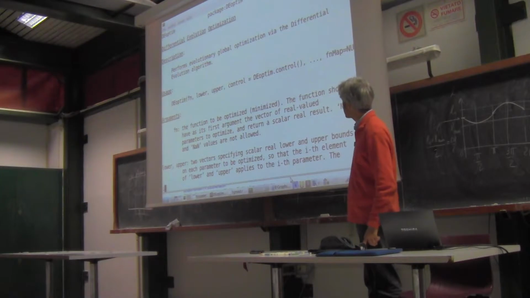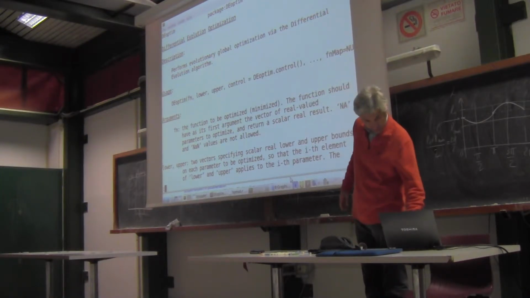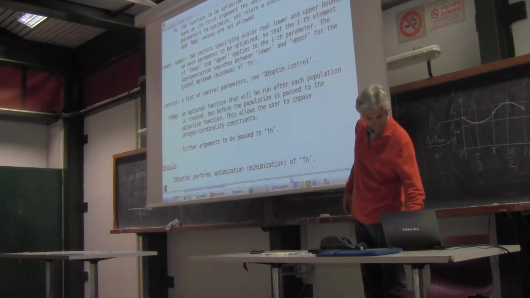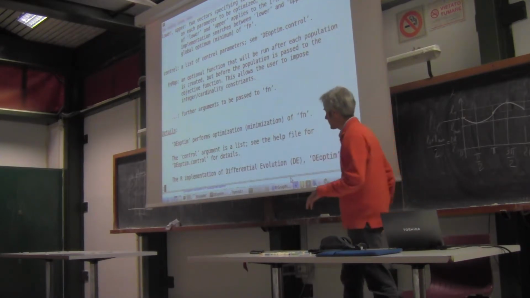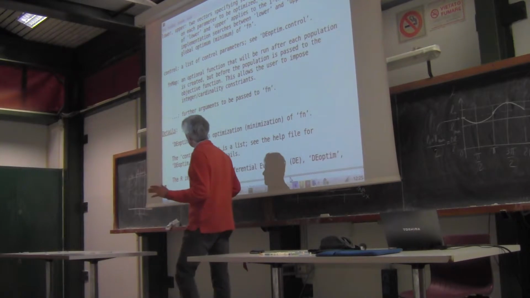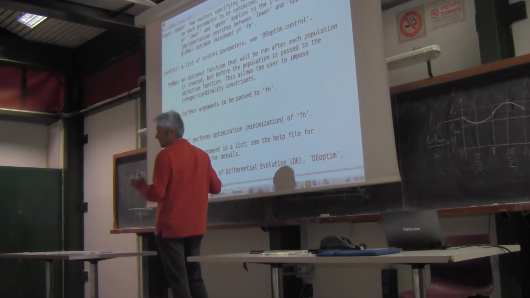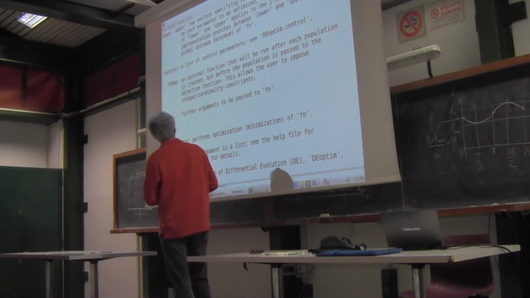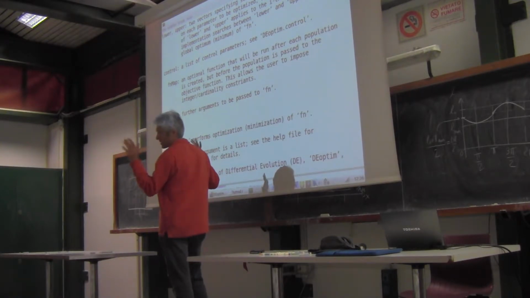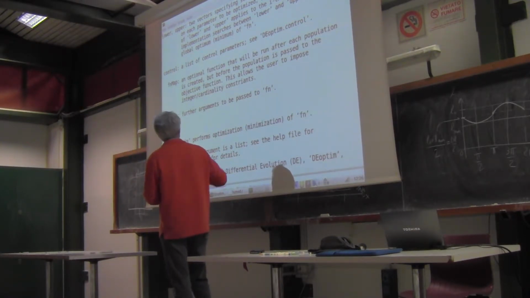And let's look also at the other arguments, which have defaults. But it's better to get an idea of everything that needs to be specified. If there are defaults, you can omit them, but let's look. Okay, control, a list of control parameters, see DEoptim.control. Okay, let's forget about it for now. fnMap, an optional function that will be run after each population is created. Okay, it's too detailed, let's forget about it. And further arguments to be passed to fn.